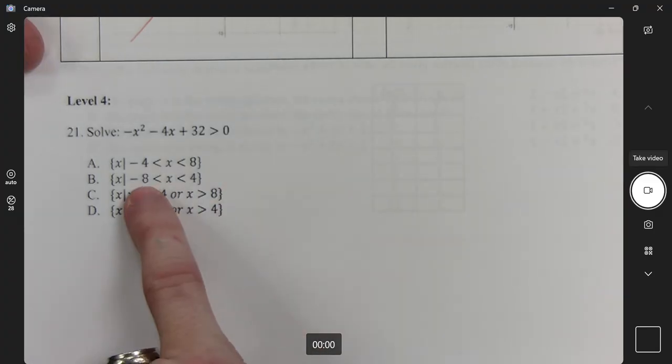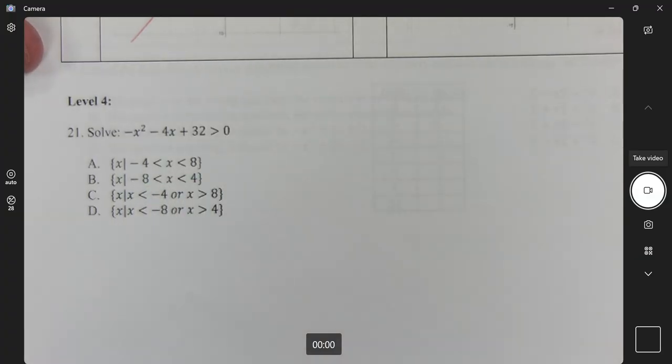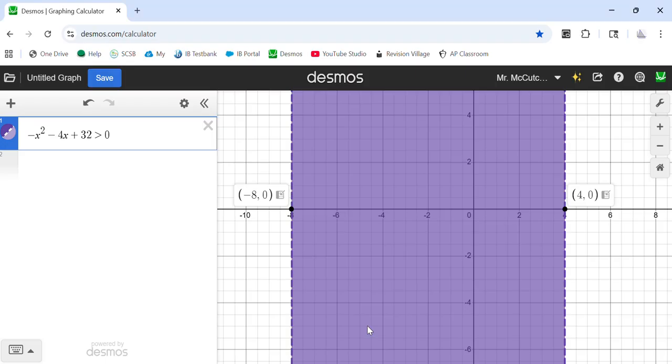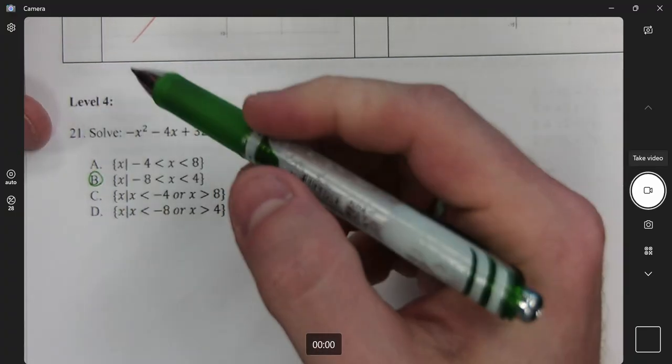From negative 8 to positive 4, done. There it is. Negative 8 to positive 4. What was that actually? Negative 8, positive 4? Yeah, that's it. Negative 8 to positive 4. Finished.